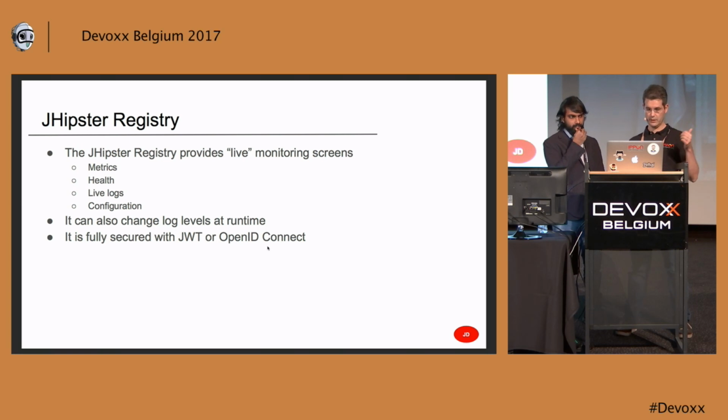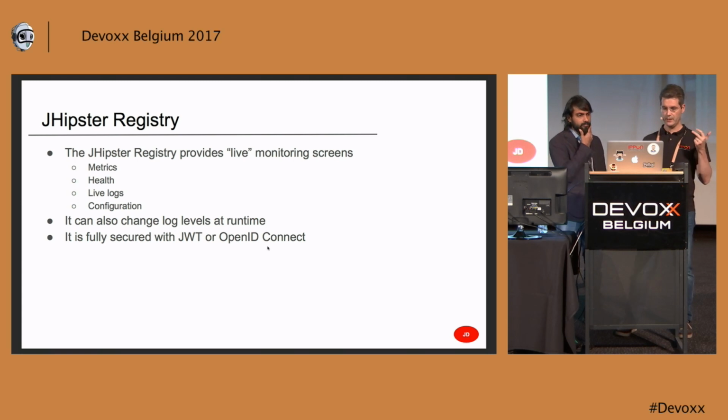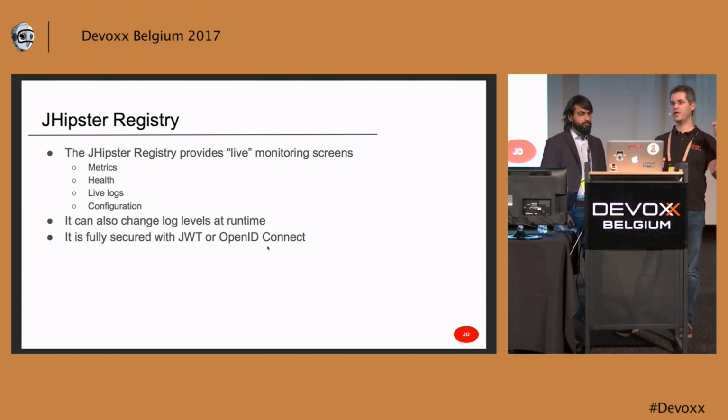That's what we just saw. We've got metrics, and logs, live logs. I showed it at the beginning. We've got the Spring Boot configuration. You can change log levels at runtime. I showed it at the beginning, so let's not do it again.